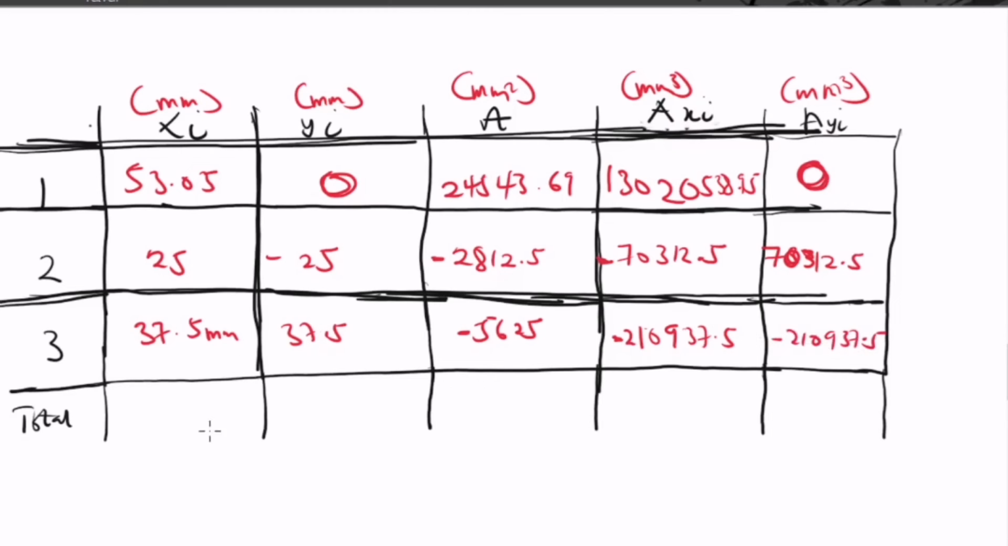So then after you are done, you need to find a total because it's a summation. So we need a total of the area. With the total of the area, you are going to add this, and when you add them correctly, you are supposed to get 16106.19.